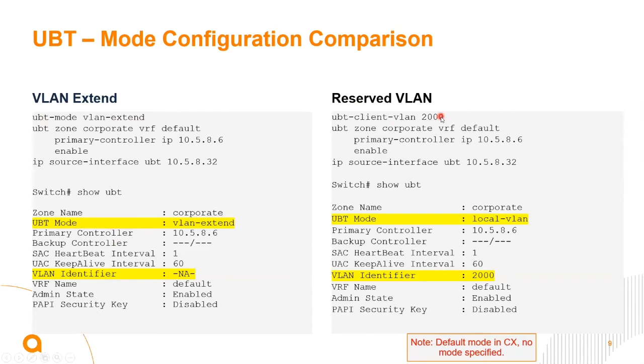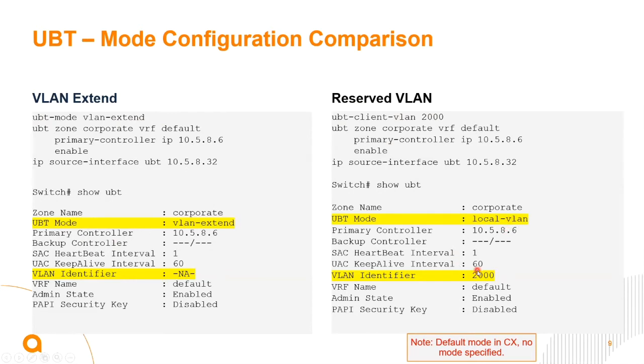So the differences between the two configurations here. On VLAN extend, when we turn that on, we have a new command, UBT mode VLAN extend. This is the command that actually turns on this functionality. And then if we did a show UBT, we would see that in the mode.